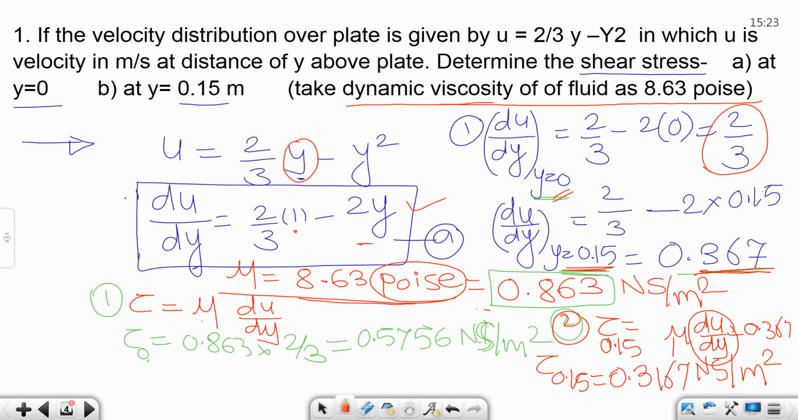So there are two parts. First part is tau equals mu du by dy at 0. So for tau at 0, just put the value of du by dy at 0 and mu. Same for the second part, with a slight change: just put the value of du by dy at 0.15. You will get two different answers, that is shear stress at y equal to 0 and at y equal to 0.15.